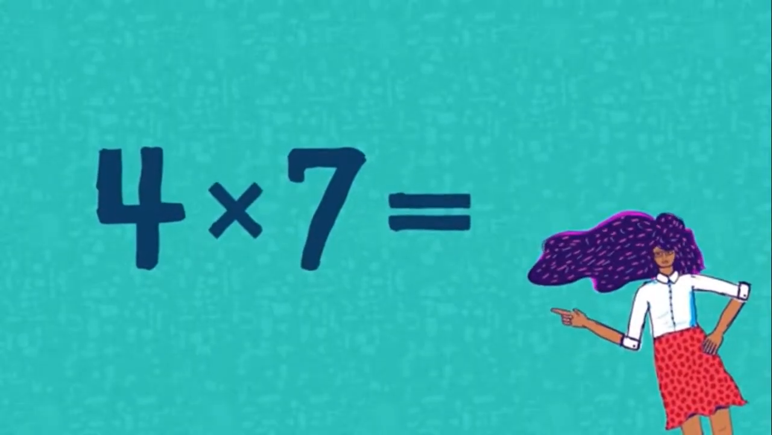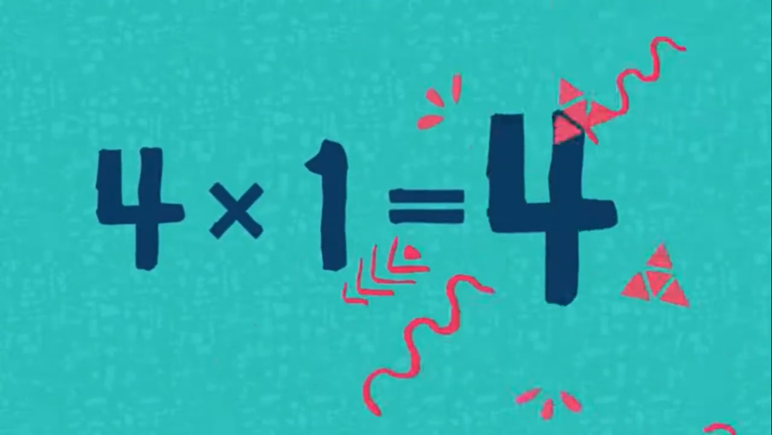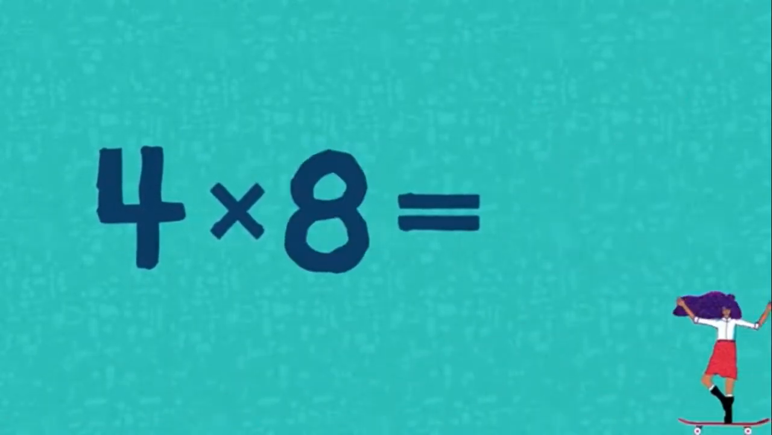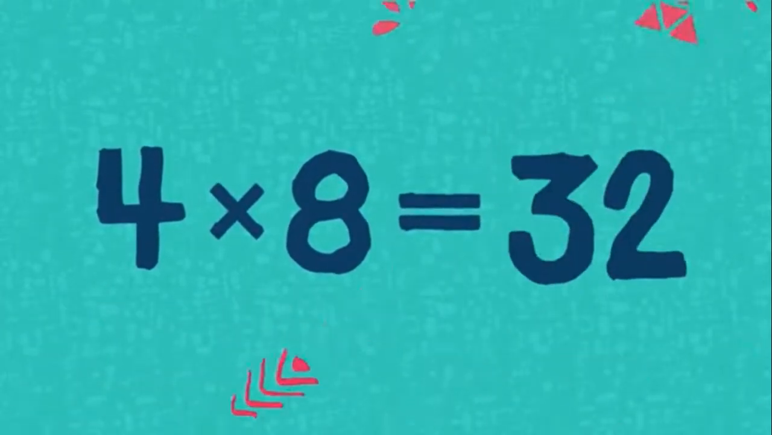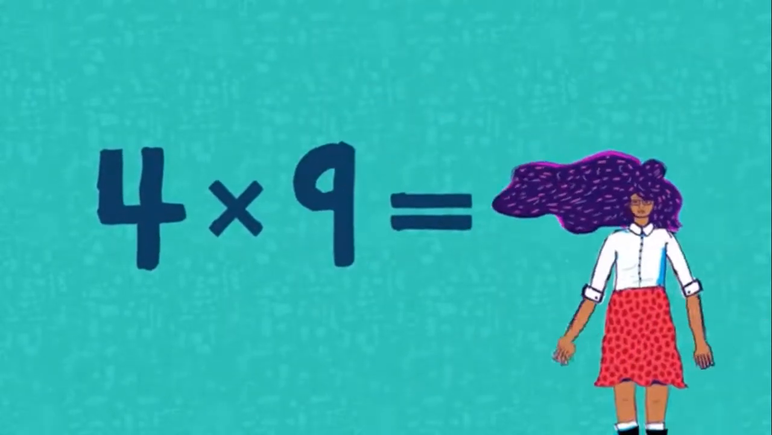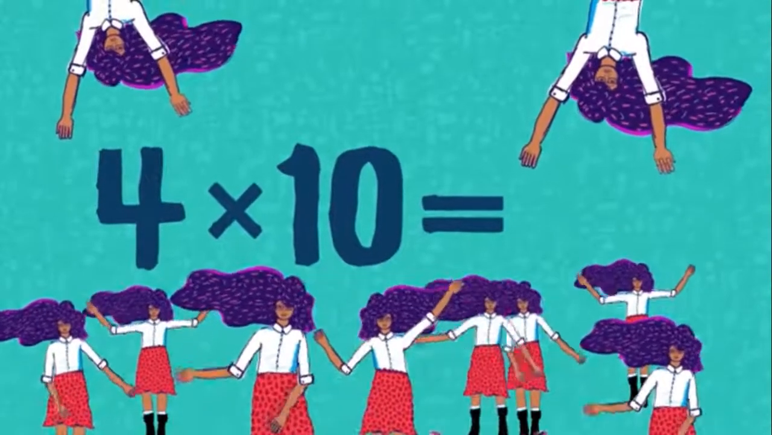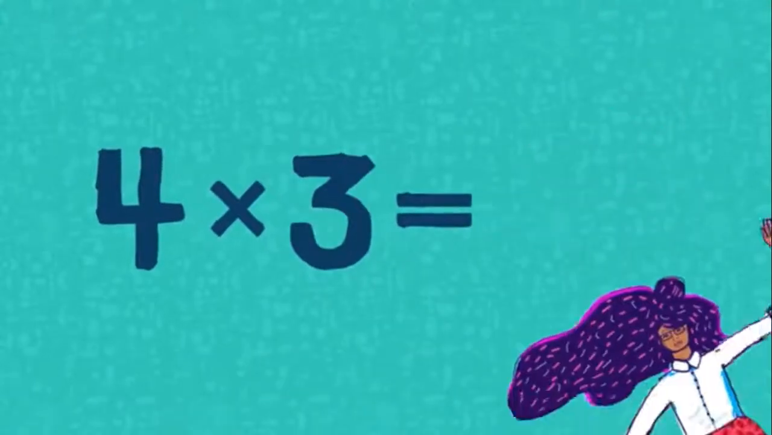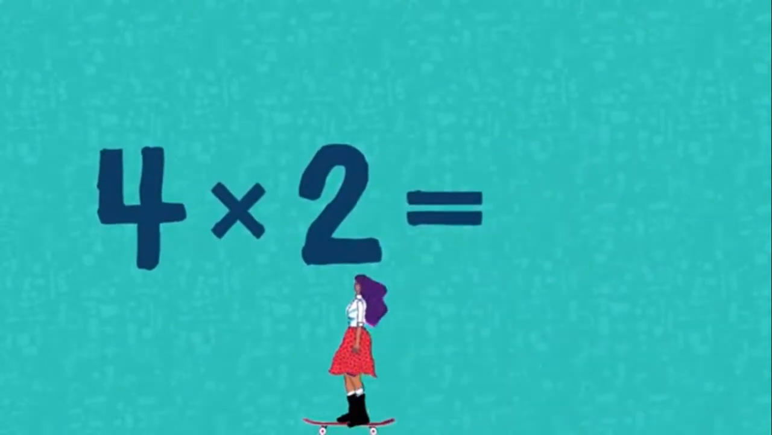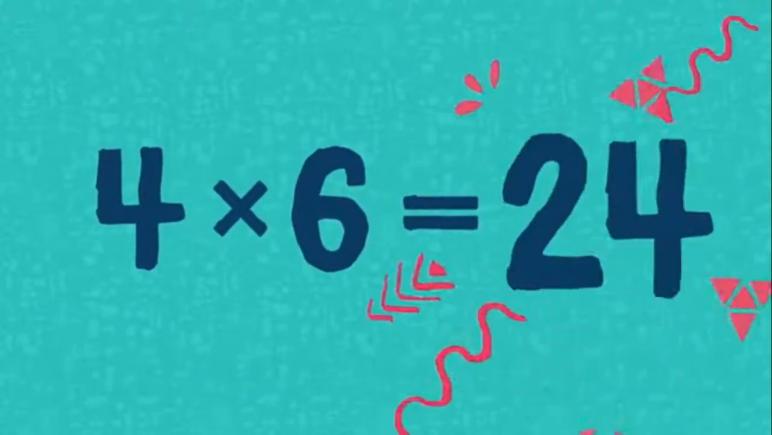4 times 7 is 28. 4 times 1 is 4. 4 times 4 is 16. 4 times 8 is 32. 4 times 5 is 20. 4 times 9 is 36. 4 times 10 is 40. 4 times 3 is 12. 4 times 2 is 8. 4 times 6 is 24.